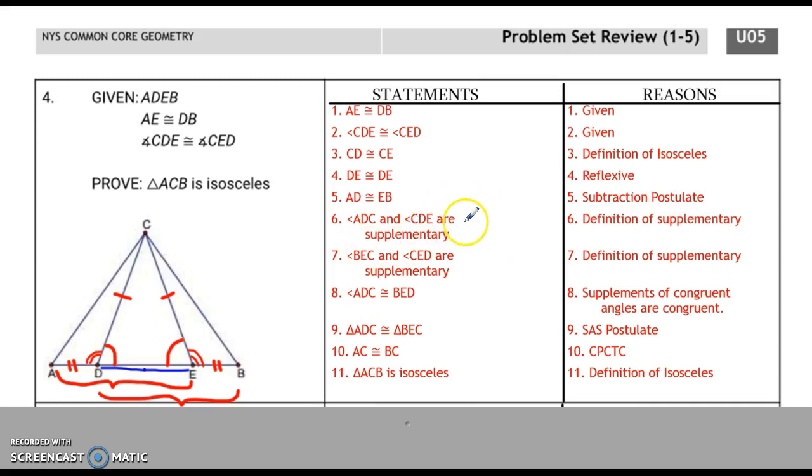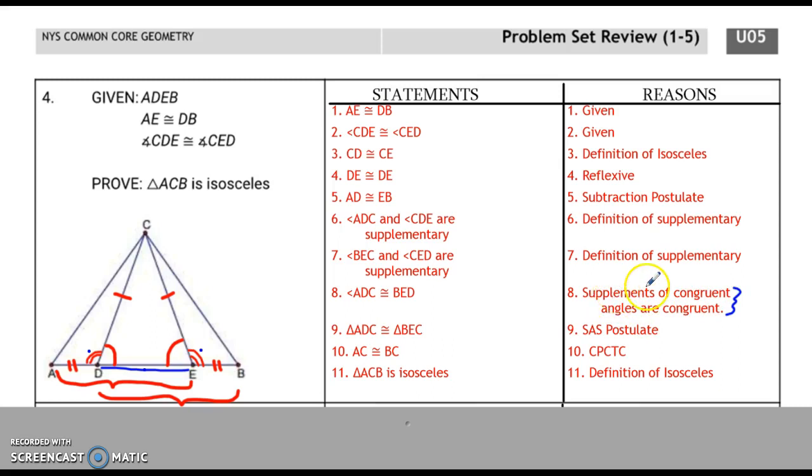Then we went into supplementary. It says that ADC and CDE are supplementary. This is from Unit 1, and these are also supplementary. What we were able to do then was say, well, if these two angles are supplementary, and these two angles are supplementary, then this angle and this angle must be congruent because supplements of congruent angles are congruent. Not as common to use this reason here. However, it is true.